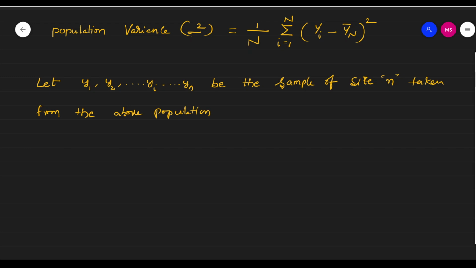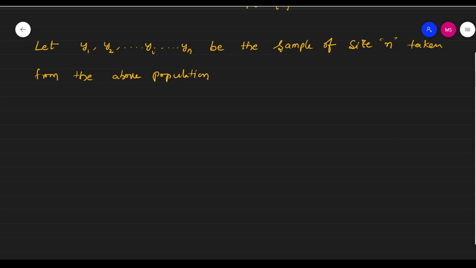Let y1 and so on yn be the sample of size small n taken from the above population, right? So now the question is, what are the formulas? First of all, let's discuss the first formula, the sample mean, which is important.